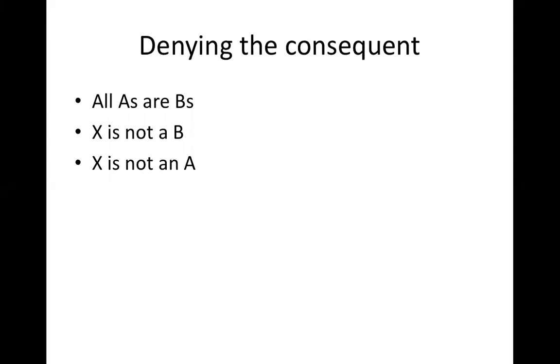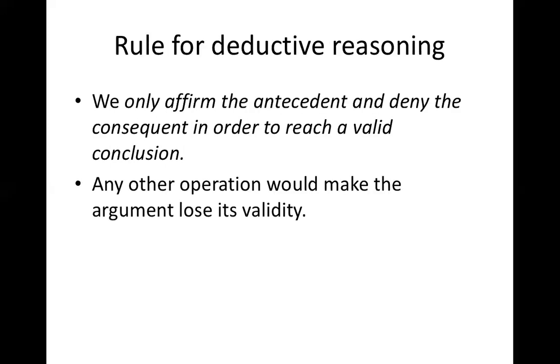So out of the 4 operations, only 2 are valid. The other 2 are invalid, and we will find out why. So that is why we say for the rule, we only affirm the antecedent and deny the consequent in order to reach a valid conclusion. Just memorize it right now, because we'll be using it to find out which deductive arguments are correct and which ones are not. Now let's find out why it is so.